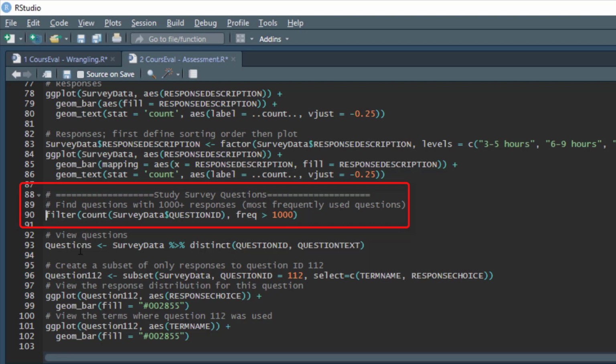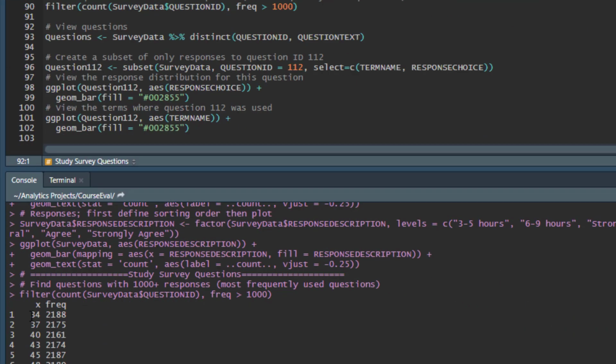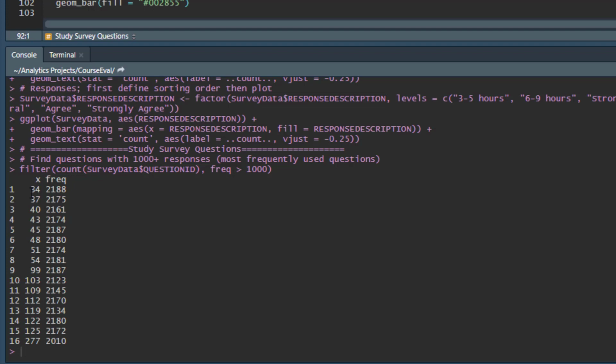If we go ahead and execute this, Control Enter, we can see there are 16 question IDs, and that's what the column X represents. So these are the IDs that have more than 1,000, and this is the count right over here. All these have 2,000 plus responses. So these 16 questions are the ones that we're going to want to include in our analysis.